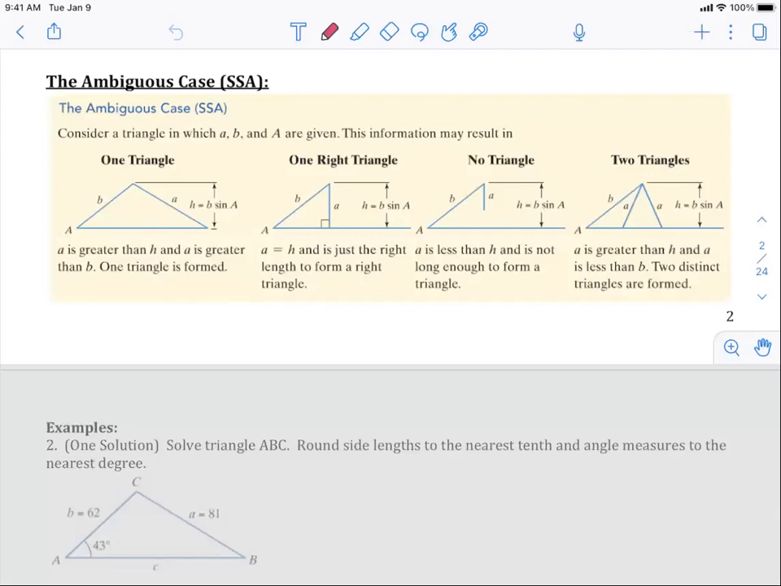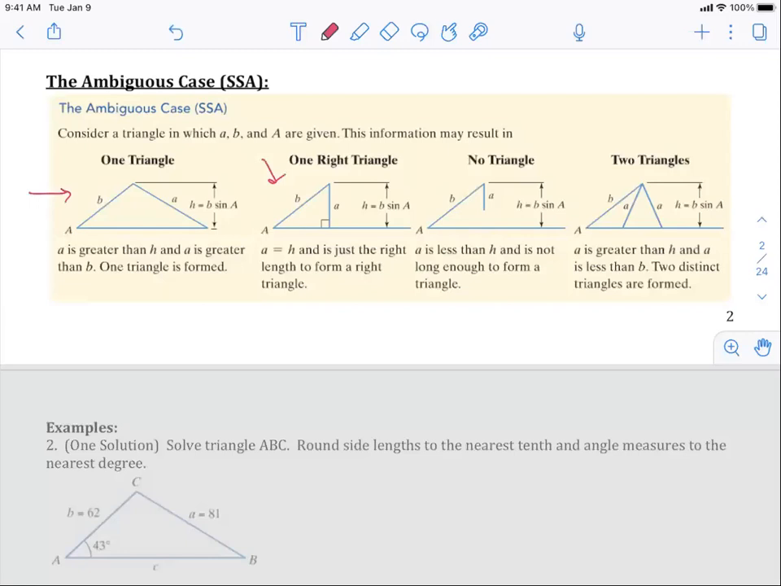So there's three things that can happen. One is that you have exactly one triangle, okay? It could be a regular, non-right triangle. Remember yesterday we said that's called an oblique triangle, or it could be a right triangle. How would we know? Because a squared plus b squared equals c squared. That's how we would know that it's a right triangle, or you get a 90-degree angle.